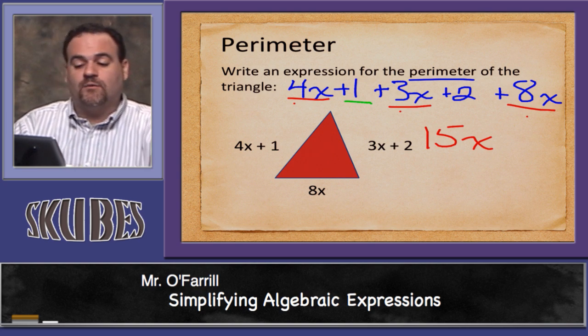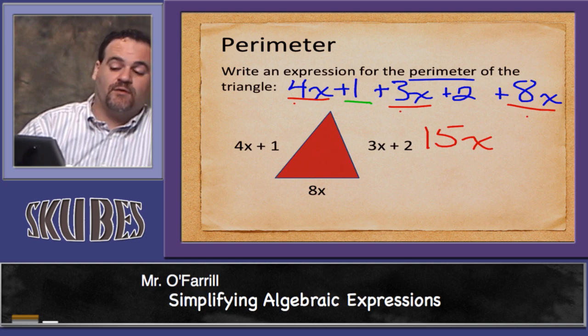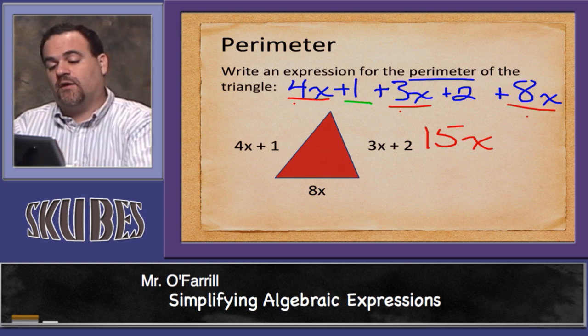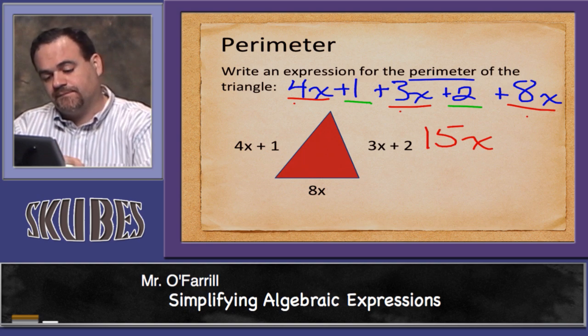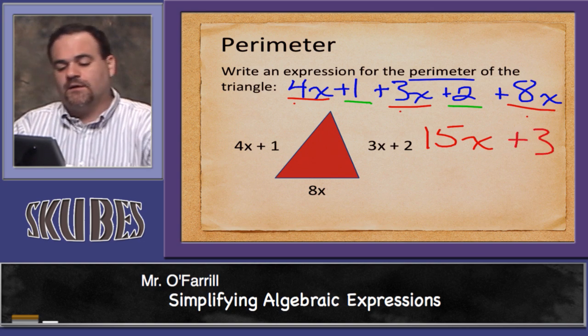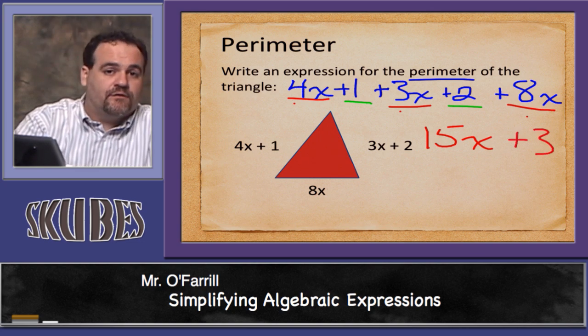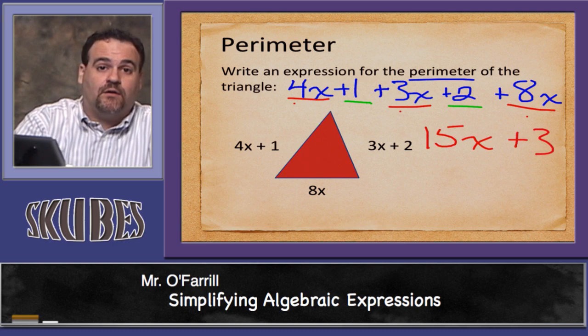And then finally, we can do the same thing, looking for something common with a 1. It's a constant. There's no variable that we can see. We have 1 and 2, and 1 plus 2 is 3. Final answer, 15x plus 3. And that's the end of our lesson on combining like terms.